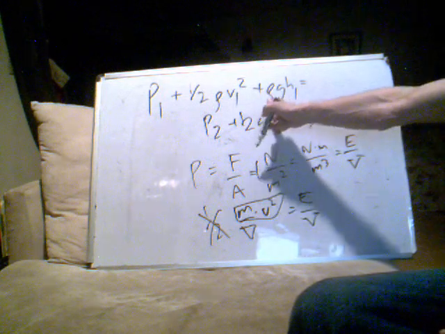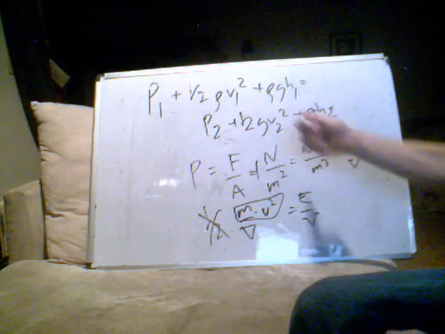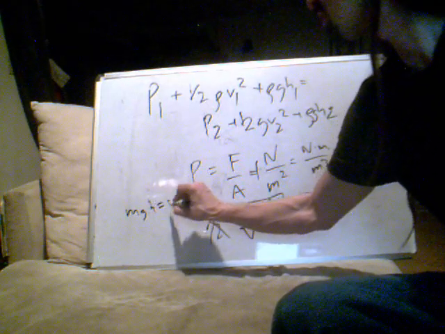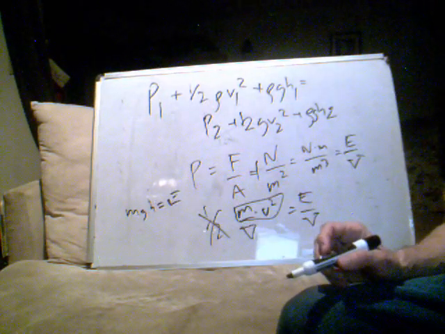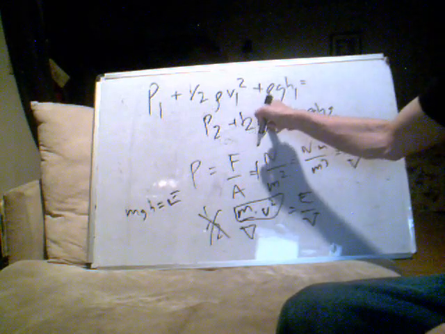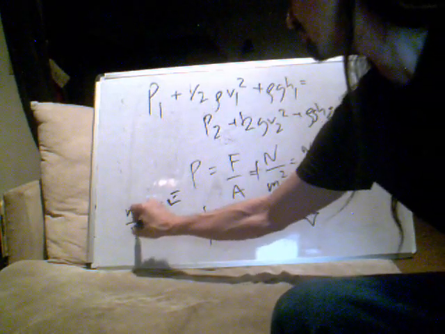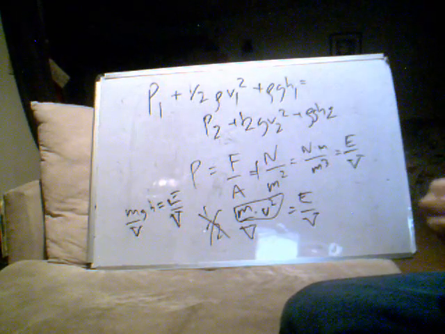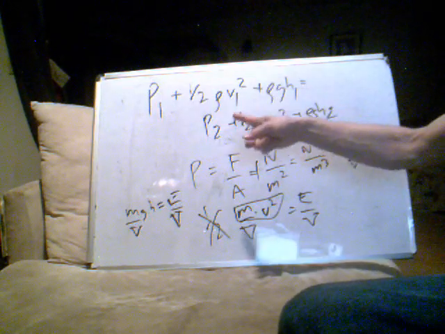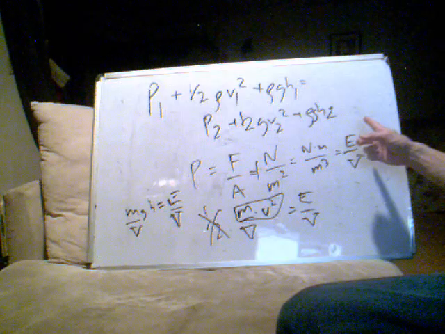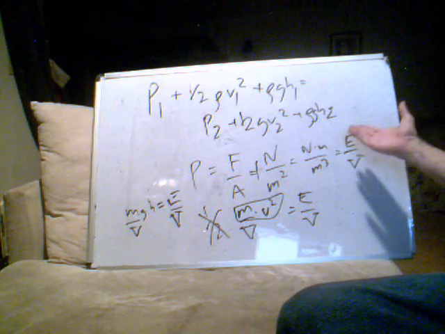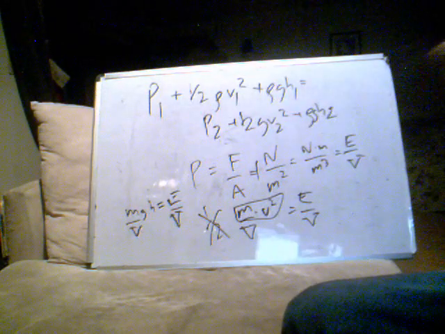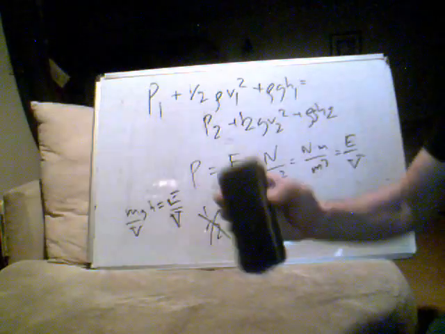What about this term? We've got density times gravity times height. Well, mass times gravity times height, mgh, that's the same thing as energy, right? But this is mass times gravity times height divided by volume. So here, now we're also talking about energy per unit volume. Essentially, this is a continuity equation, or a conservation of energy equation per unit volume. So all of these terms are essentially energy per unit volume, if you want to think of it that way.